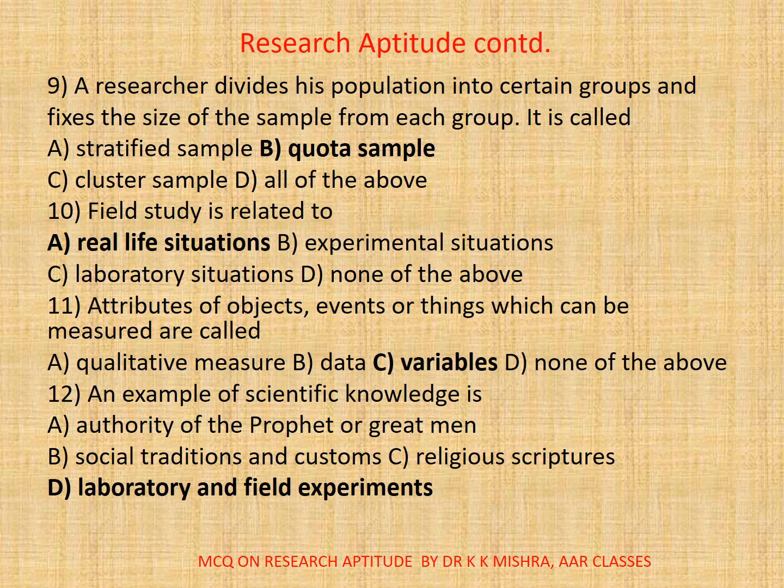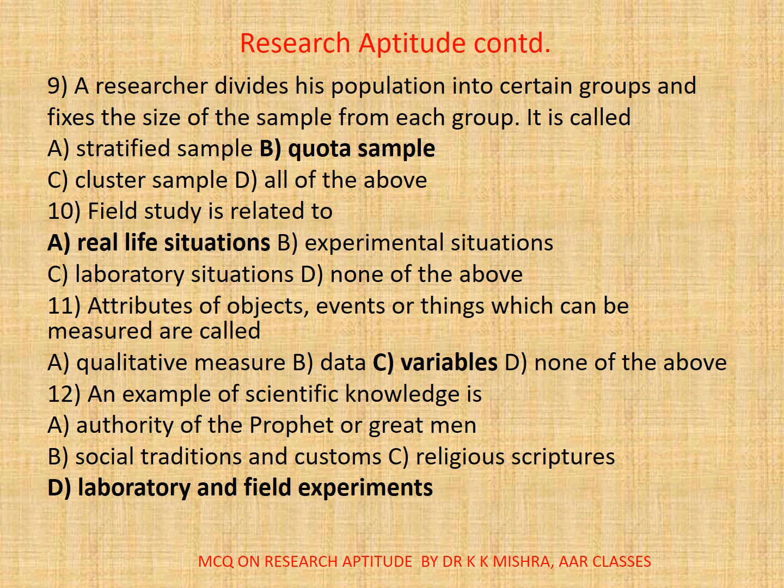9. A researcher divides the population into certain groups and fixes the size of the sample from each group. It is called A. Stratified sample, B. Quota sample, C. Cluster sample, D. All. The correct option is B. Quota sample. 10. Field study is related to A. Real life situations, B. Experimental situations, C. Laboratory situations, or D. None. The correct option is A. Real life situations.